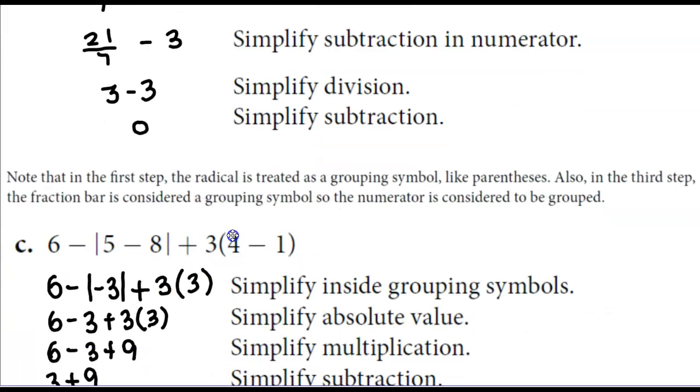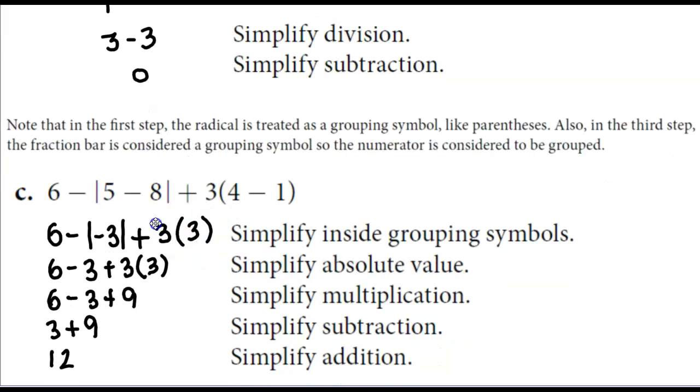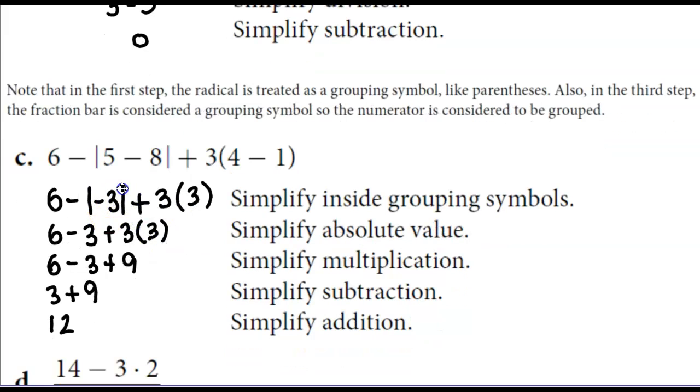Let's take a look at part C. We have 6 minus the absolute value of 5 minus 8 plus 3 times parentheses 4 minus 1. So we're going to evaluate grouping symbols first. So we have this absolute value and the parentheses. So we have 6 minus, inside the absolute value is 5 minus 8, which gives you negative 3. Plus 4 minus 1 gives you 3, so it's 3 times 3. And now we're going to simplify the absolute value. So we have 6 minus the absolute value of negative 3, which is 3.